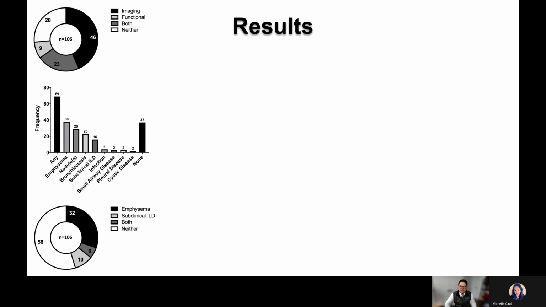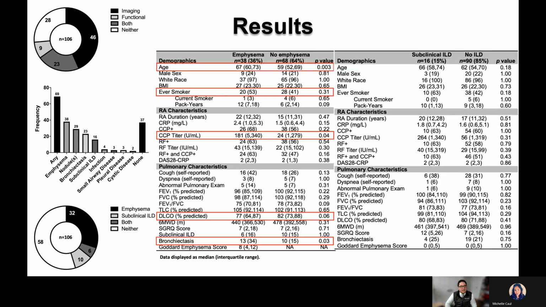Our main focus of this analysis was on subclinical emphysema and ILD. Emphysema occurred in 38 of 106 subjects, or 36%, and subclinical ILD occurred in 16, or 15% of subjects. 6 subjects had evidence of both. We then looked at the clinical and functional characteristics of patients who had subclinical emphysema as well as subclinical ILD, as shown in these 2 tables.